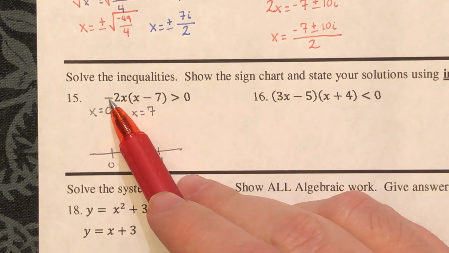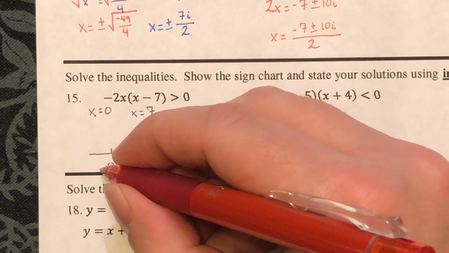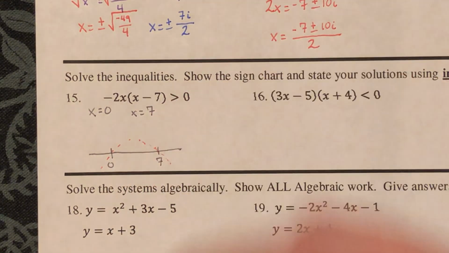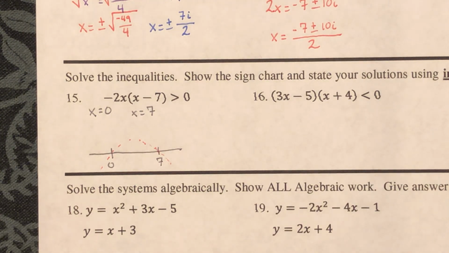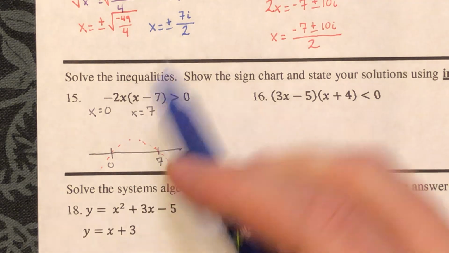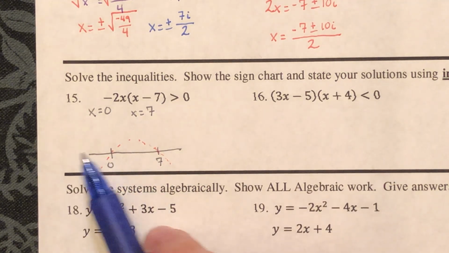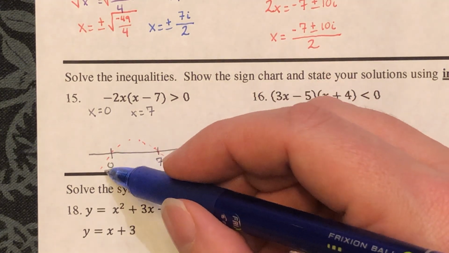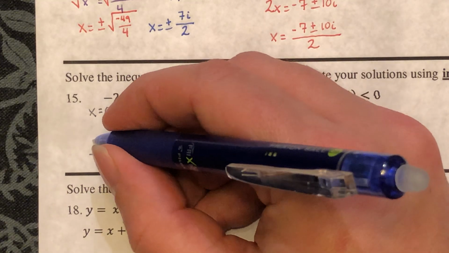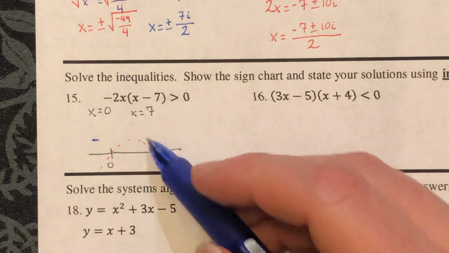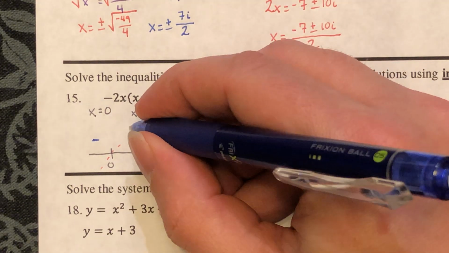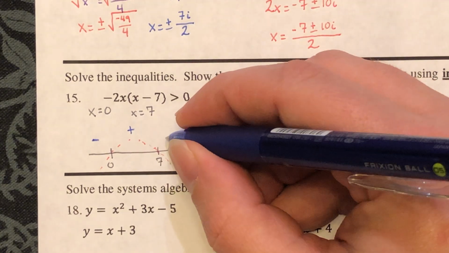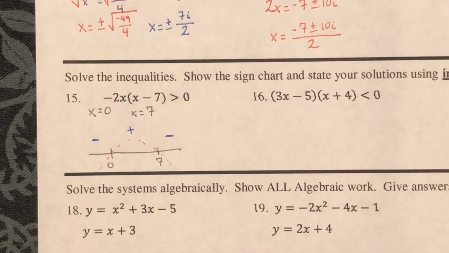Because I have a negative leading coefficient, that means my parabola would open down. So the sign chart is saying, if I look left of 0, at x values less than 0, my graph is found below there, so that's going to be negative. Between 0 and 7, my graph is above there, so that is a positive value. And greater than 7, it's found below, so that's a negative value.